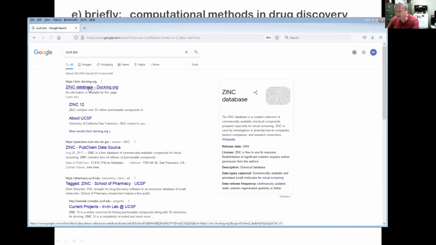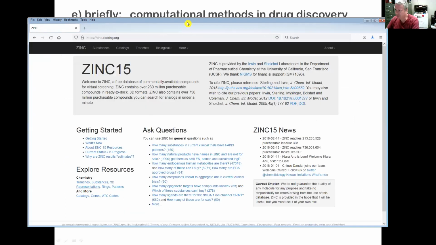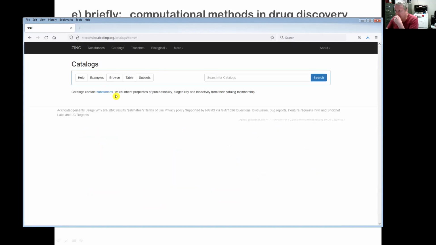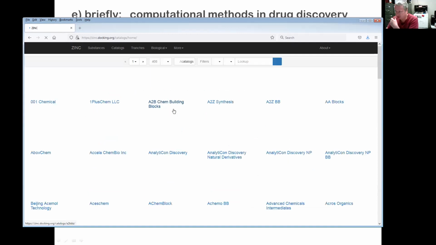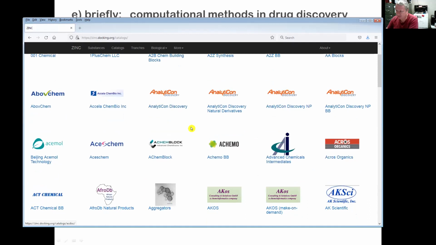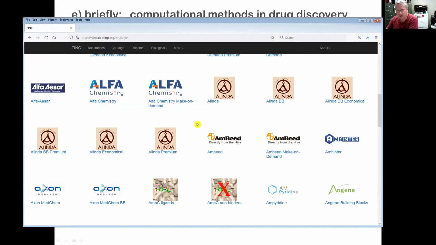UCSF Zinc database. This is a pretty cool resource. Basically, you have to navigate through this tool, but they have different catalogs for different vendors. So all of these are chemical companies. I can basically download any of these chemical companies, all of their compounds.